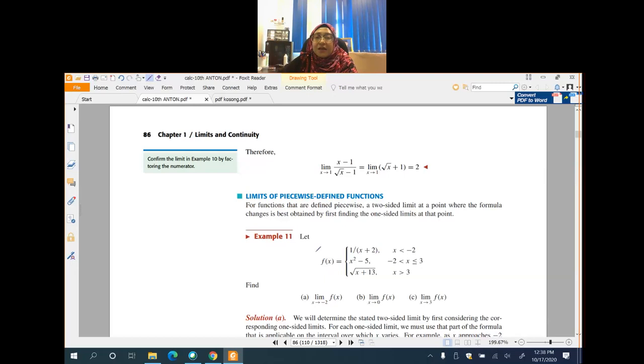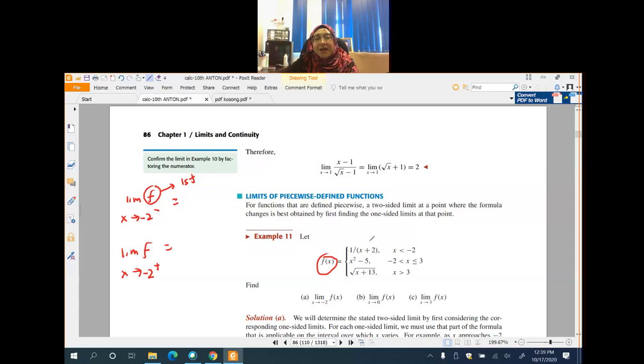Okay, so let's say the questions ask you for the limit of f as x tends to negative 2, you have to choose the correct function from these three functions, okay? So for the limit of f as x tends to negative 2, before you get this one, obviously you have to check for the limit of f as x tends to negative 2 from the right, and the limit of f as x tends to negative 2 from the left. So for x tends to negative 2 from the left, you have to consider this function f. The first one, the f here is the first one. Okay, 1 over x plus 2.